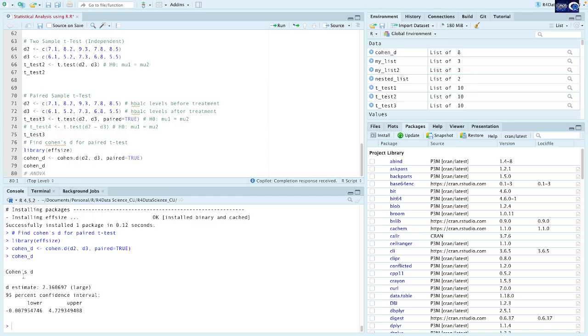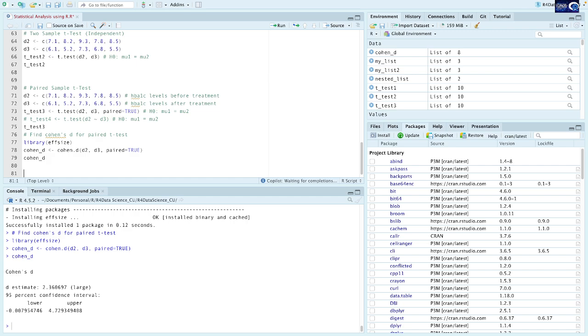Now we have the Cohen's d value for this paired t-test. Here the d estimate is 2.36, which is actually large. Here it is mentioned that it is large. So if the effect is small, I'll mention this. If the effect size is small, d will be less than 0.2.